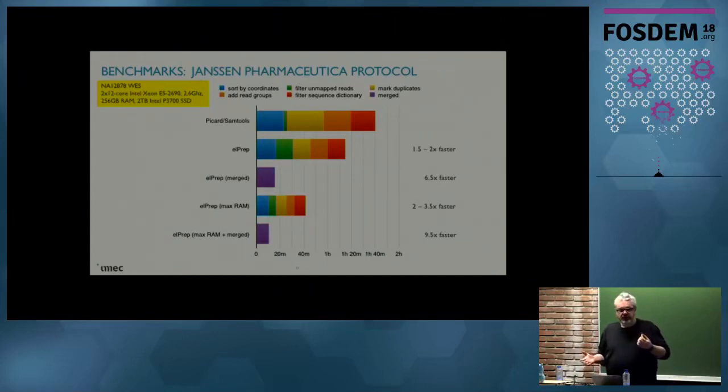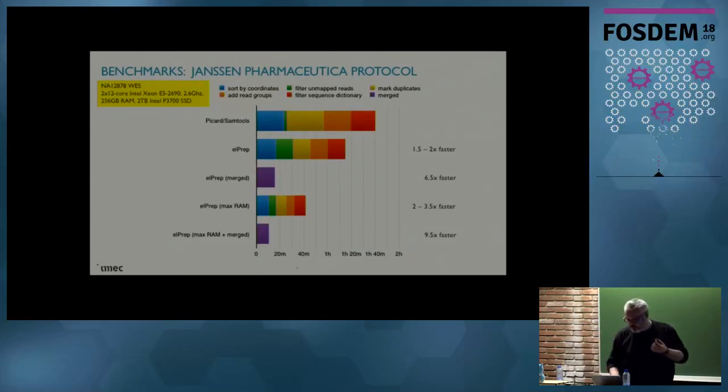So Janssen, for example, the pharmaceutical company that we're working with, is now using this as a standard tool. They can go to Amazon Web Services. They need to rent a bigger instance because we need more RAM, we need more compute power, but overall they're saving money because this is so much faster. So that's interesting. So now this is what LPrep is about.